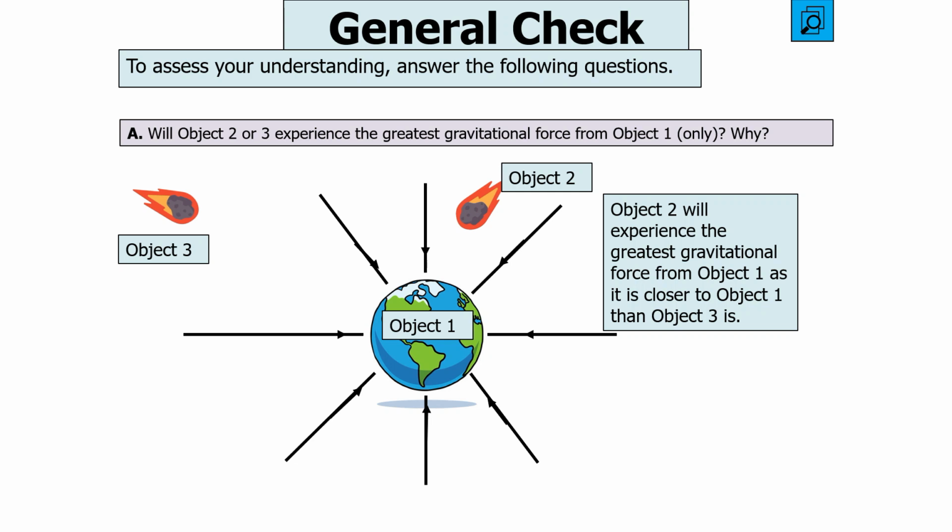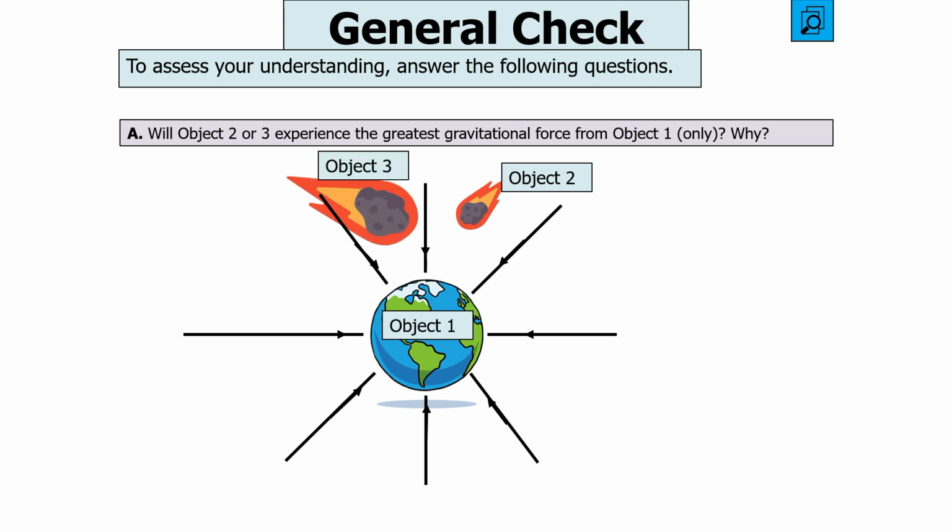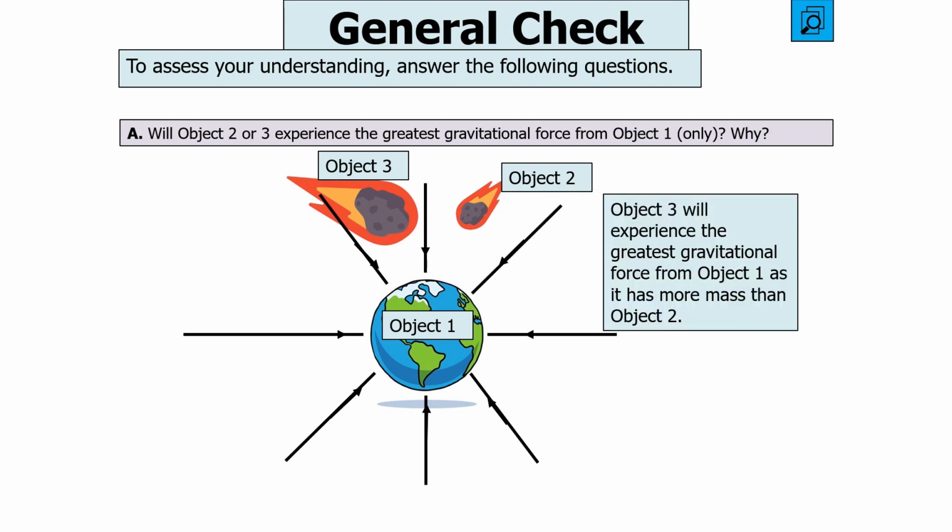Object 2 will experience the greatest gravitational force from Object 1 as it is closer to Object 1 than Object 3 is. Which object, Object 2 or Object 3, will experience the greatest gravitational force from Object 1 only, and why? Object 3 will experience the greatest gravitational force from Object 1 as it has more mass than Object 2, even though they are the same distance away from Object 1.